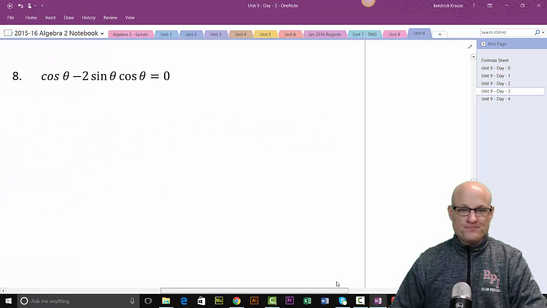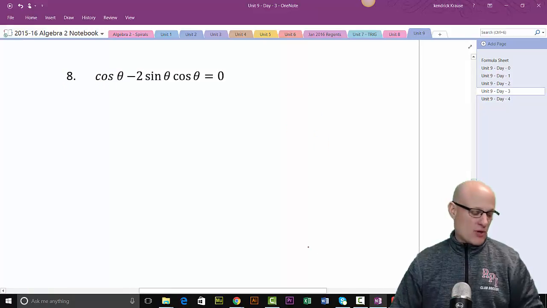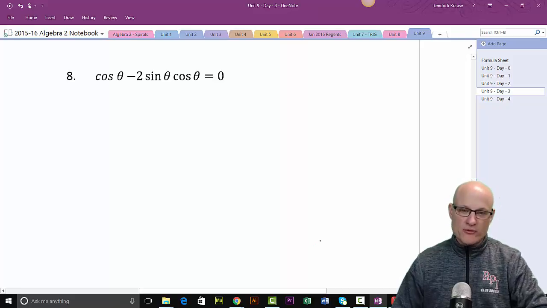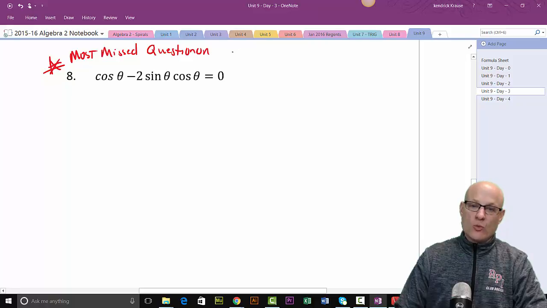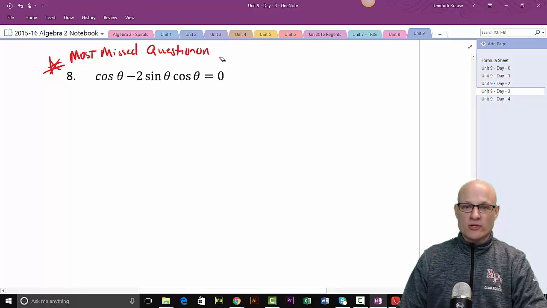All right, so this problem right here. Mark my words, it'll be one of the most missed. Put a little asterisk after it. Right there, asterisk, most missed question on test. Something like this question will be the most missed question on a test because you guys get so confused when there's sines and cosines.